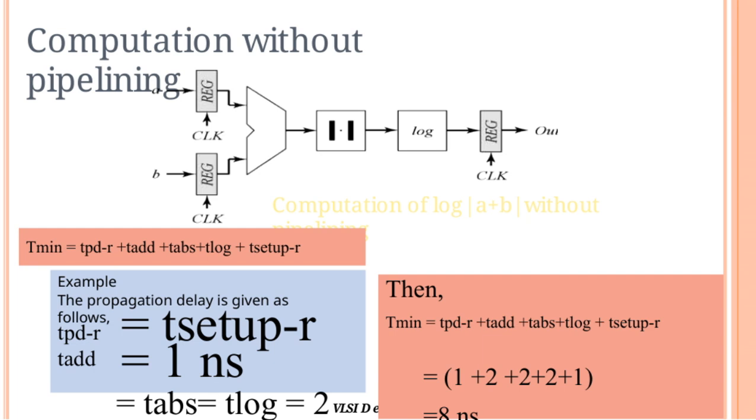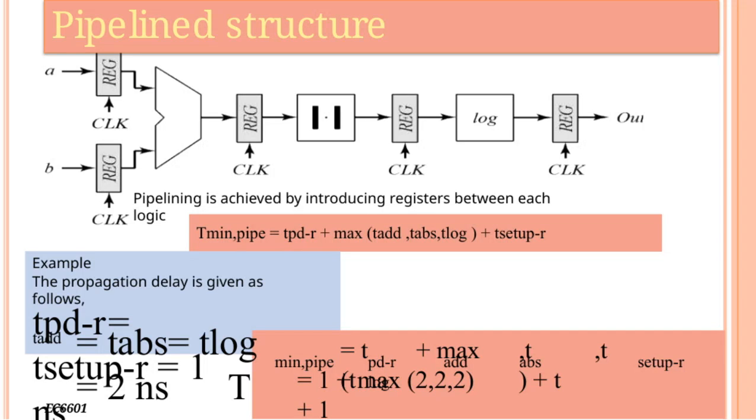In this example, the register propagation delay and setup time are both 1 nanosecond each, while the adder, absolute value, and logarithm delays are each 2 nanoseconds. Adding these together gives us a total minimum computation time of 8 nanoseconds. This calculation highlights how each component's delay adds up directly when pipelining is not used, impacting the overall speed of the computation. Let's take a closer look at the pipeline structure in VLSI design.